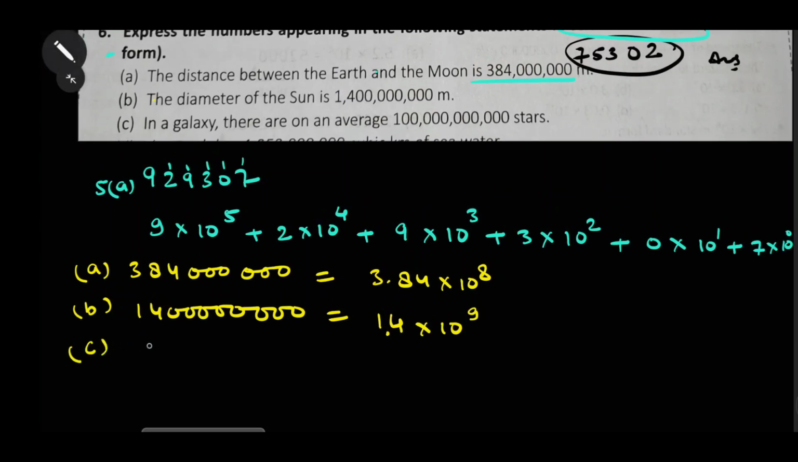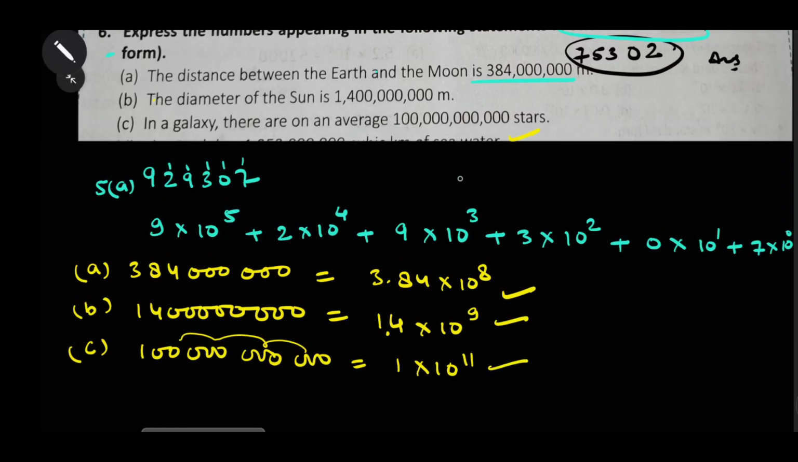Okay, the second last one is what? In a galaxy, there are on average this many stars. How many zeros are there? 2 zeros, then 3 zeros, then again 3 zeros, then again 3 zeros. So 3, 3, 9, 9 plus 2, 11. So it is converted to 1 into 10 to the power 11. So these are the standard notations of the given questions. The last one is your homework. In this way, our exercise is completed.